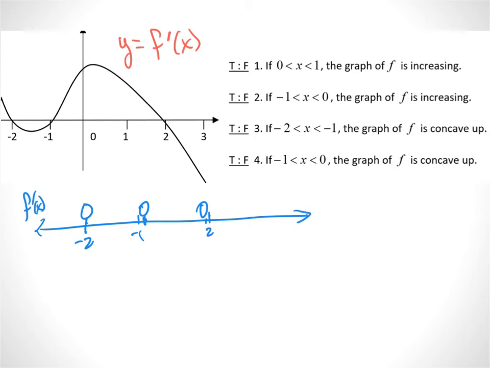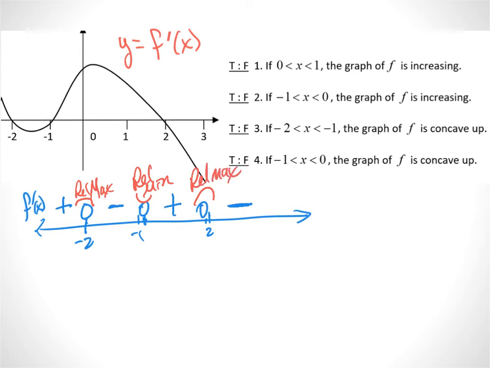To the left of negative 2, they are positive. Between negative 2 and a little more than negative 1, they're negative. From that negative 1-ish all the way up to almost 2, they're positive values. And then to the right of that, they are negative again. So what does that give us? From positive to negative, it's a relative max. From negative to positive, it's a relative min. From positive to negative, it's a relative max.